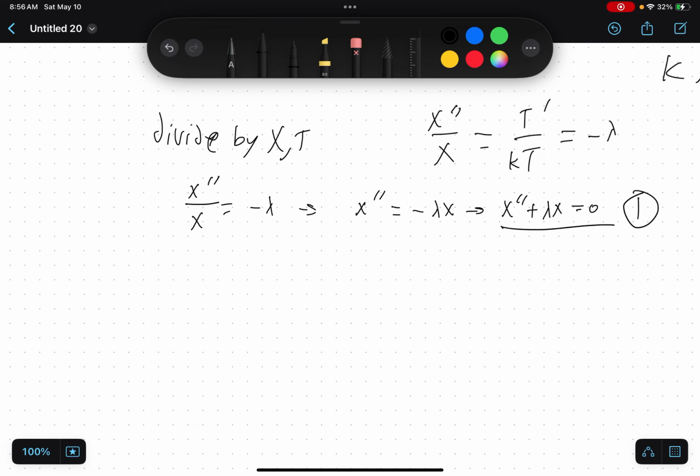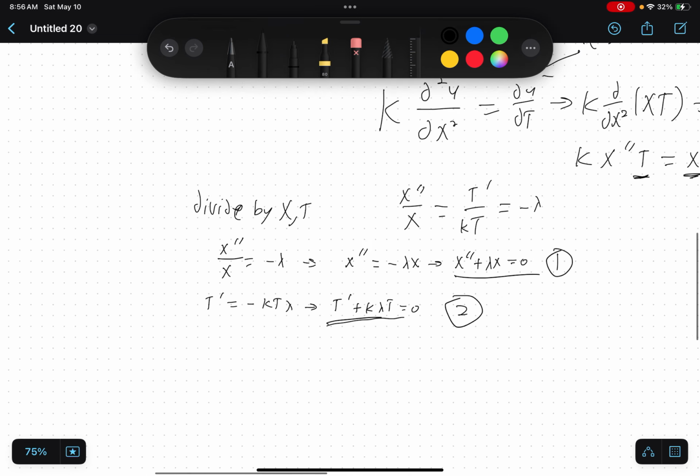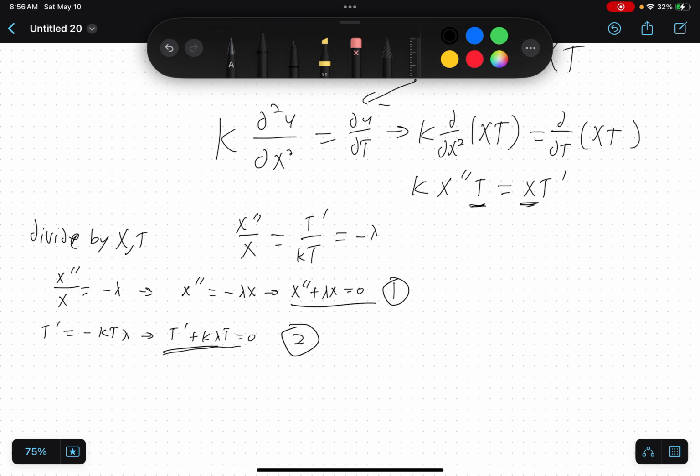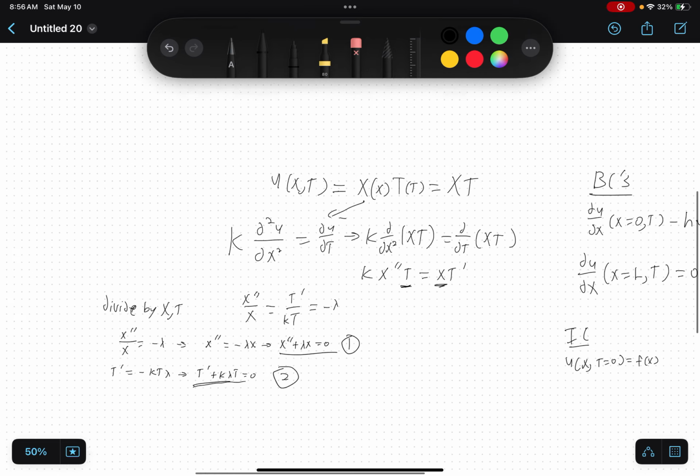And equation 2 is t prime equals negative k lambda t. Move it over to the other side: t prime plus k lambda t equals 0. This is equation number 2. Is that what I have? That is what I have. Cool. All right, let's pause there for a second.